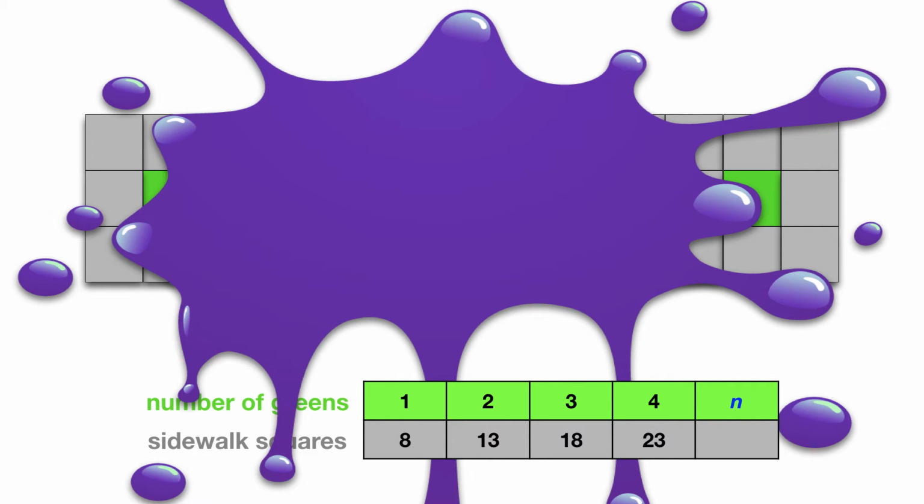And now for the algebraic leap. Explain how you can find the number of sidewalk squares that would be needed for any number n of green space squares. In essence, we're trying to create a formula with n being the green space input and the output being the number of sidewalk squares.